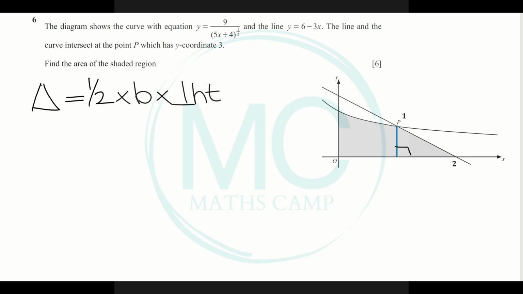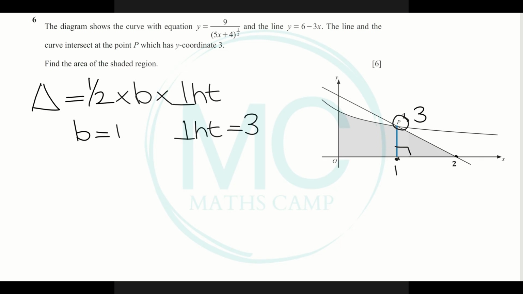The base of the triangle is the distance from this point below P, where x is 1, to the x-intercept at 2. 2 minus 1 is 1, so the base is 1. The height is the y-coordinate of P, which is 3, down to the x-axis. So we know that the perpendicular height is equal to 3.